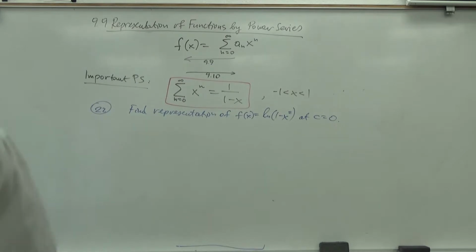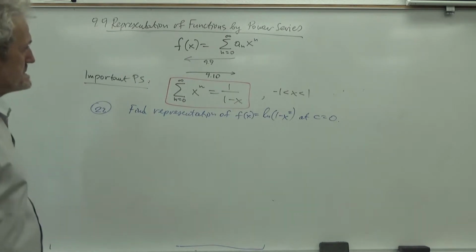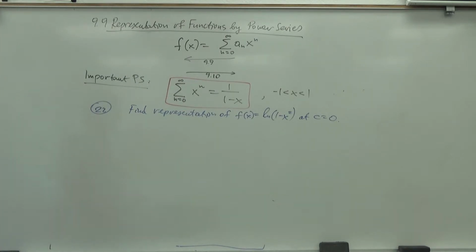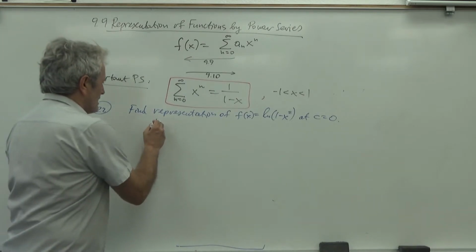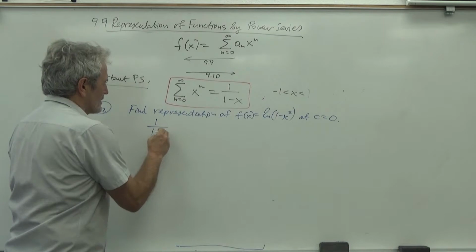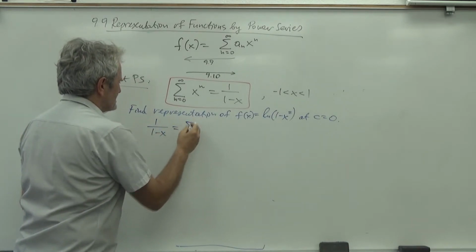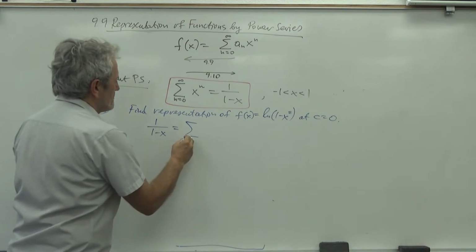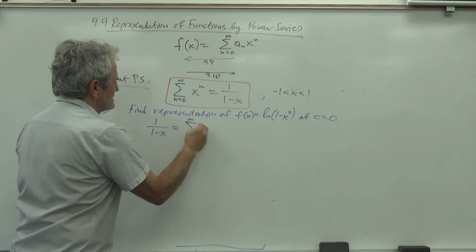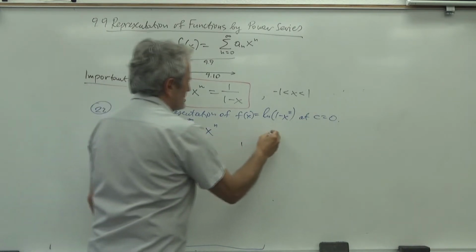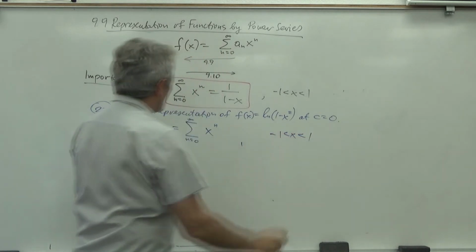So what can we do? We need a couple of skillful tricks here, because I know that 1 over (1 minus x) is the sum from 0 to infinity of x to the n, as long as x is between negative 1 and 1.